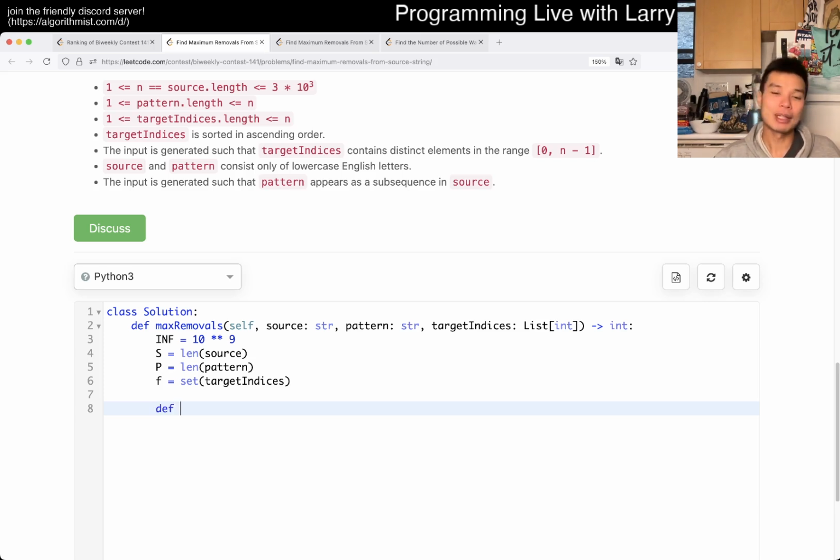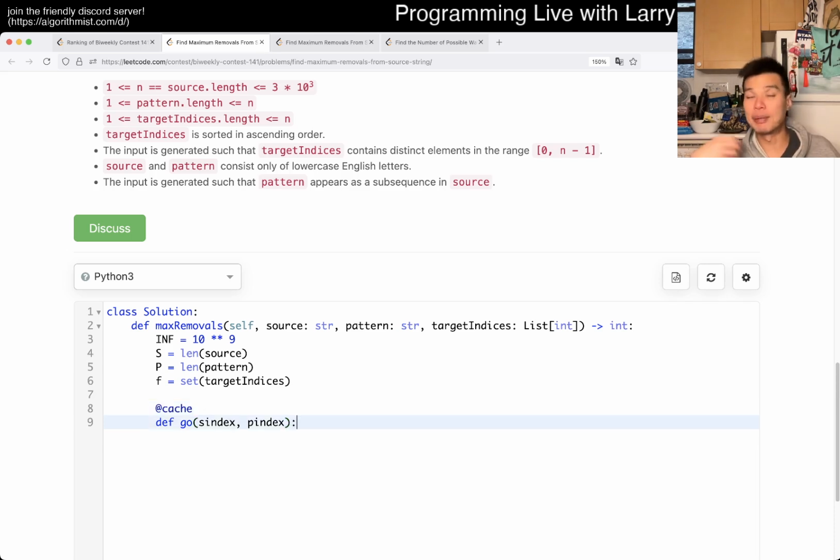But basically, given S is the length of source, P is the length of pattern, and you have all these things, right? You can have S of index, P of index. And for this particular video, I'm not going to go over dynamic programming itself. I'm just going to go over the recurrence.